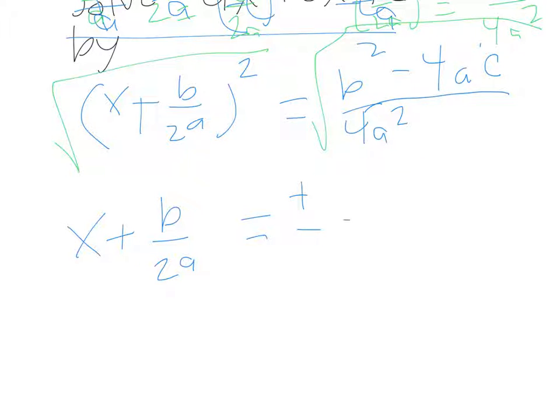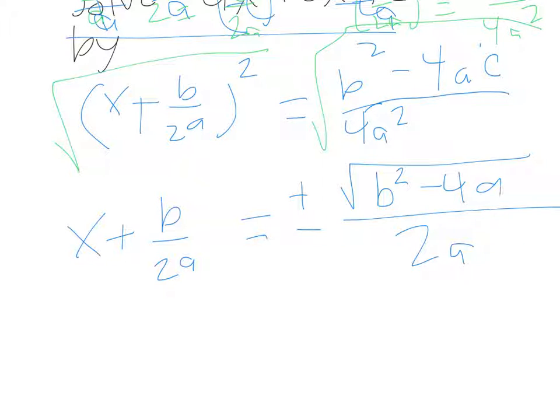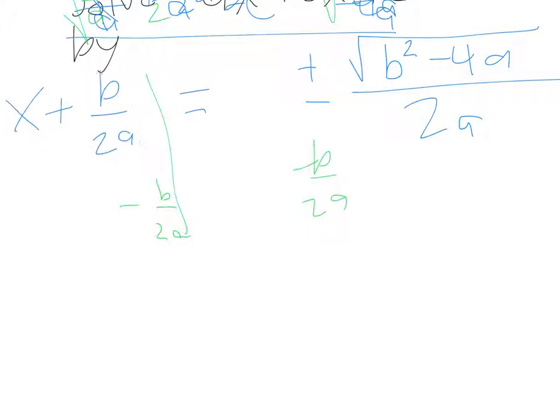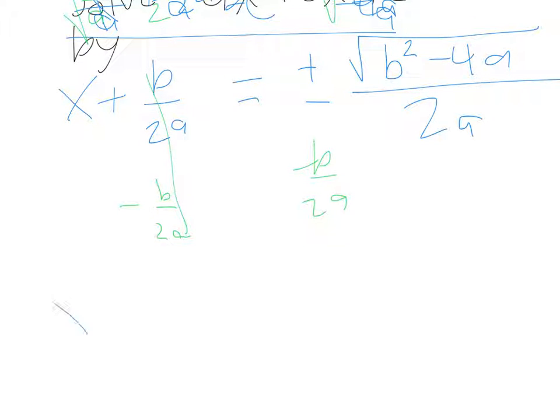Now, on the denominator, the square root of 4 is 2, and the square root of a squared is a, so plus or minus 2a. And we can just leave the top part as plus or minus the square root of b squared minus 4ac. Now, since we're adding b over 2a to x, if we subtract it from both sides, those would cancel out, so we're just left with x on the left-hand side.